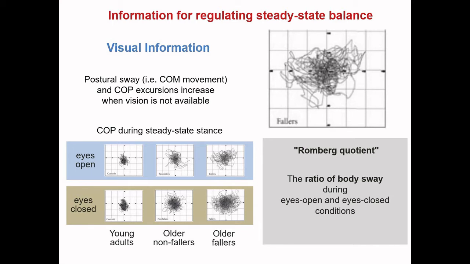Understanding how a person's balance is affected by the availability of vision is useful clinically. Because of this, a measure of balance efficacy that you'll often see used in the clinic is the Romberg Quotient. The Romberg Quotient is calculated by measuring the amount of sway of the body when the eyes are closed, and then dividing it by the amount of body sway that's observed when the eyes are open. Remember, body sway is a different measurement than center of pressure excursion. Body sway is related to how the center of mass is moving.